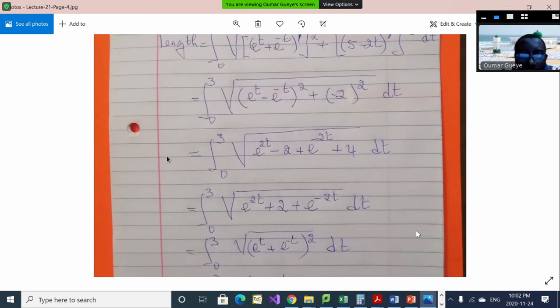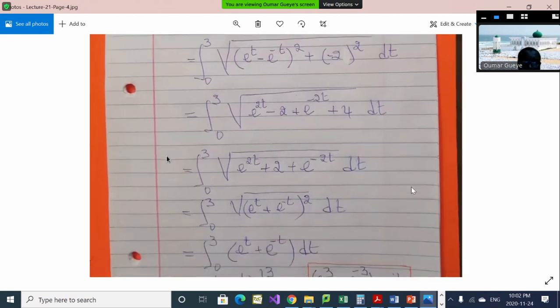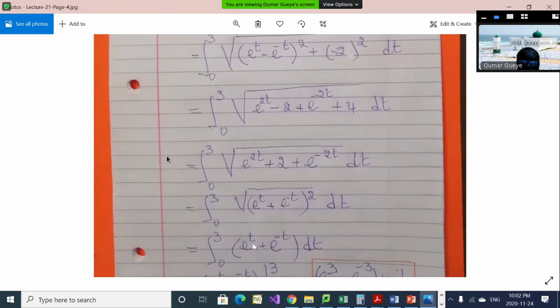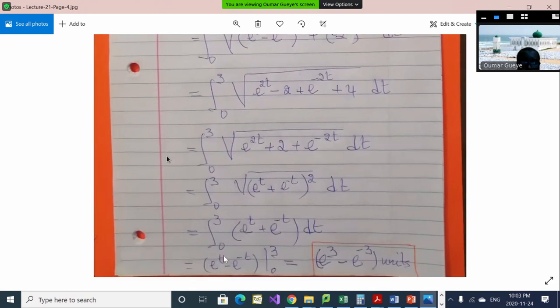And now we're ready to calculate the integral. So the square root and the exponent cancel out. And we'll get just e to the power t plus e to the power -t. So the integral of e to the power t is equal to itself. That's exactly what we got here. But the integral of e to the power -t is going to be -e to the power -t. And we have to take it at 0 and 3.